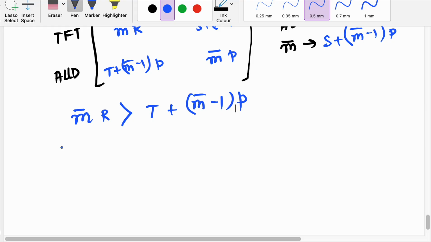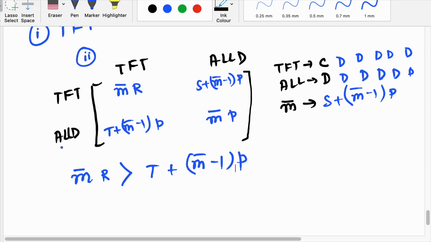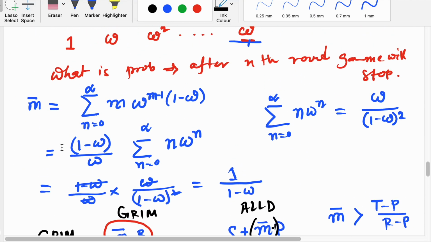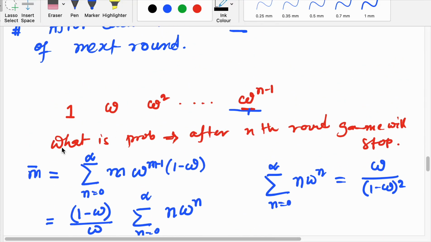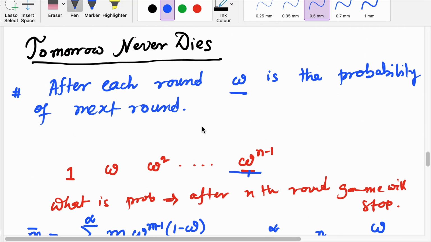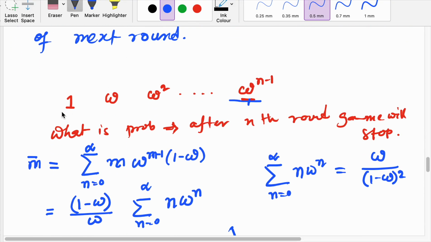Probably I missed this thing. What is this m-bar? It is the average number of rounds. If W is the probability of the next round happening, and 1 minus W is the probability of being stopped at the next round, then what will be the average number of steps we will play? The probability of playing the first round is 1, the probability of playing the second round is W, and the third round W squared.